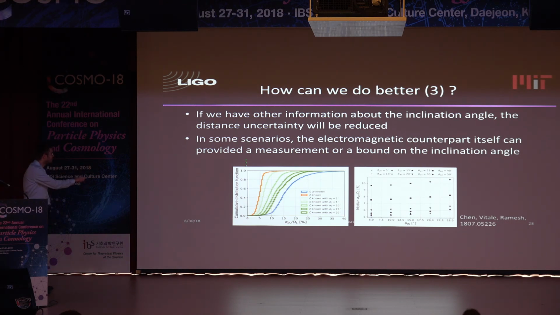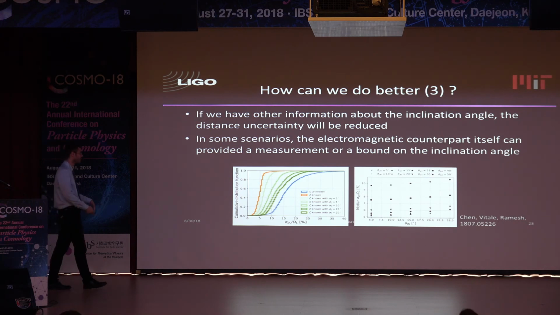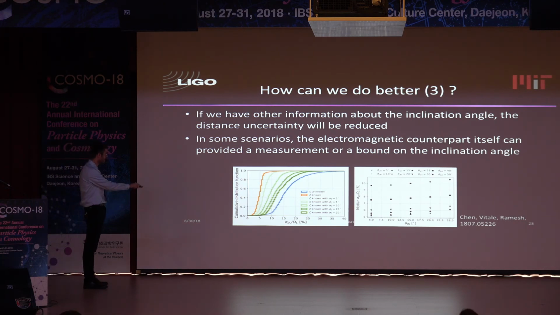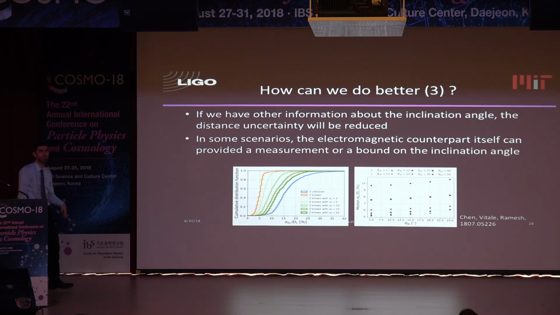So this is a cumulative distribution. The blue curve is in case you don't know anything. Okay, so you don't have any information about the inclination angle from the EM side. You have to do everything by yourself with gravitational waves. Worst case scenario, of course. In that case, for 50% of your sources, BNS, the uncertainty will be on the order of 15% on the luminosity distance, and that will translate immediately into a similar uncertainty on H naught.